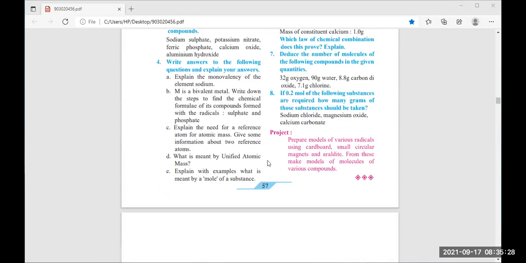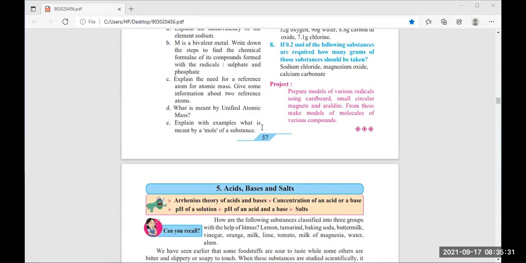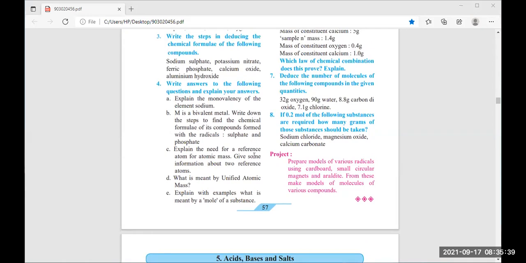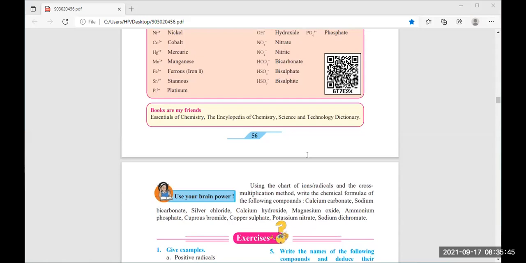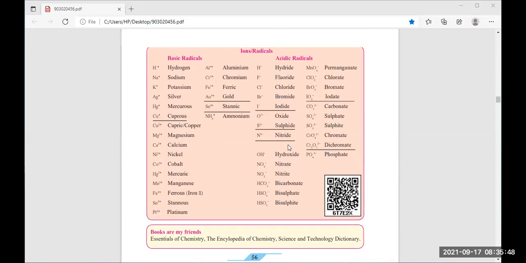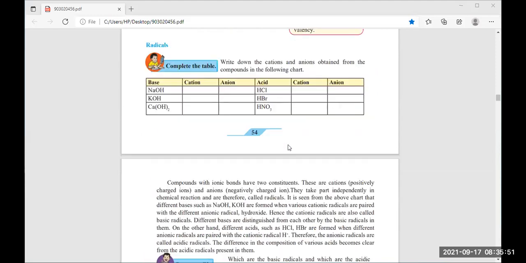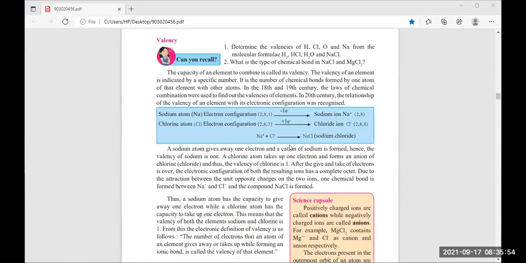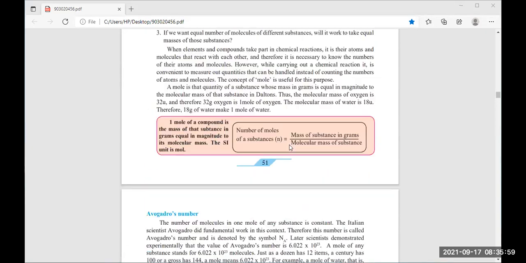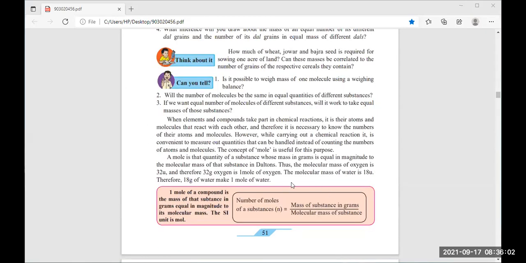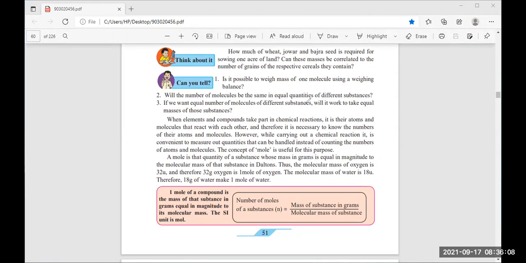What is the E? You can read here. Explain with examples what is meant by a mole of a substance. Now, what is a mole of substance? Where did we learn mole of substance? Can you tell me? Where have we seen it? Those students who read it will get it easily. Those who didn't have to read it. Okay. So about 1 mole of substance, we have seen their mole. Where have we seen this about the mole? Okay. So from this you can write the answer.